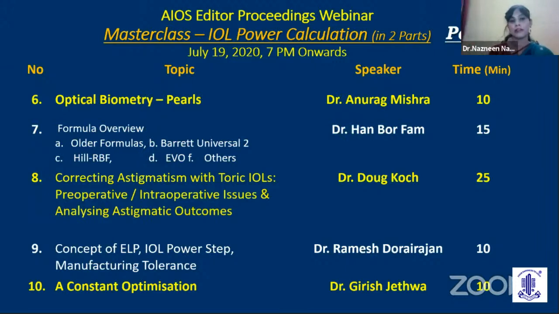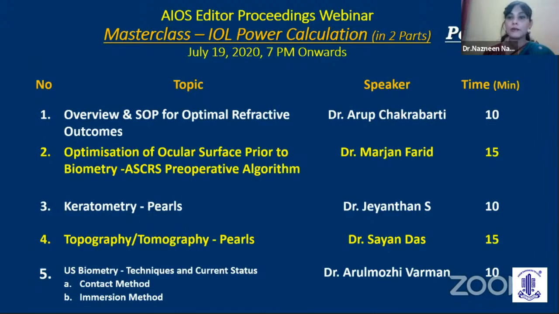Dr. Hanbor Sam will give us an overview of the various formulae, the older as well as the new ones. And Dr. Douglas Koch will be speaking on correcting astigmatism with toric IOLs, preoperative and intraoperative issues. Dr. Ramesh will be enlightening us on the concept of effective lens position, IOL power step, and manufacturing tolerance. And this session will be wound up by Dr. Girish Jetwa, who will be talking on constant optimization. So I'd like to invite Dr. Arup Chakravarti first for his first talk.